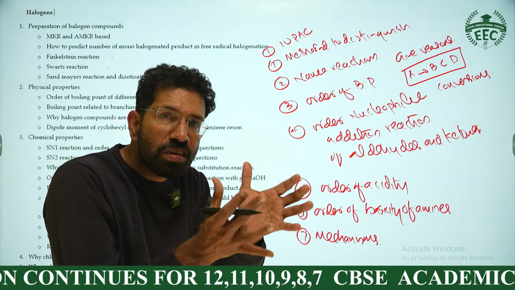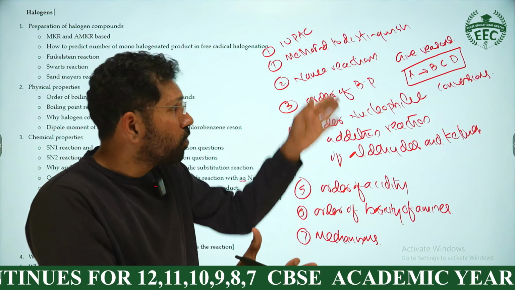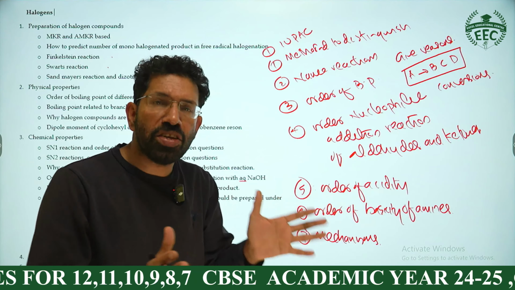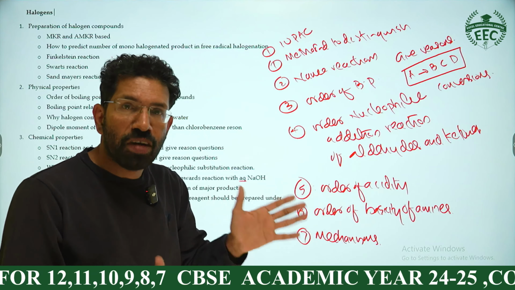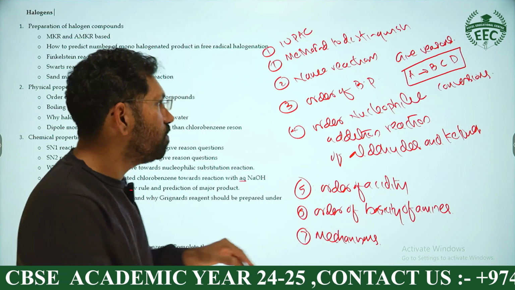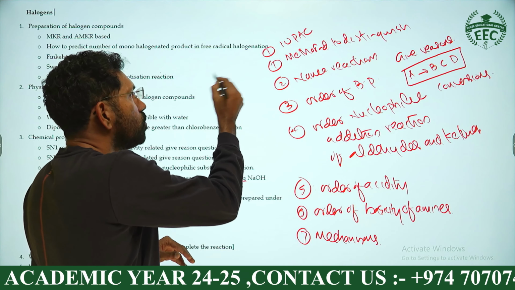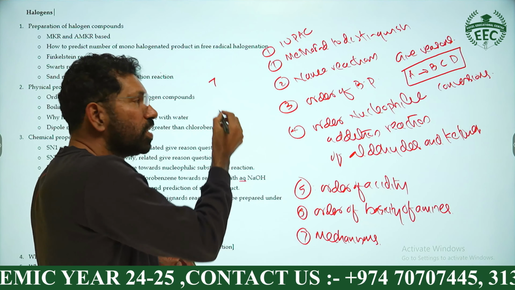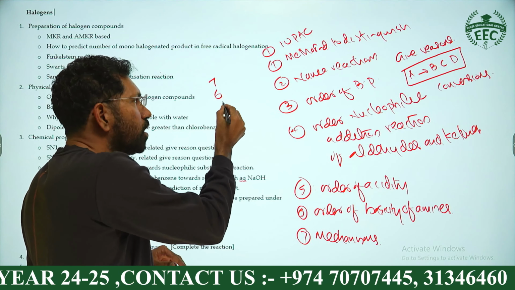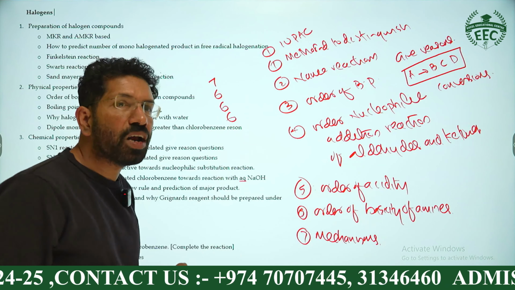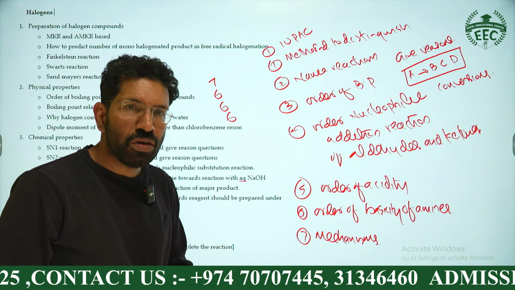So these all things are coming together. If you are selecting and revising these portions properly, organic chemistry has a total weightage of 7 marks from carboxylic acid, 6 marks from amines, 6 marks from halogen, 6 marks from alcohols. Altogether, the weightage is equal to 25 marks.